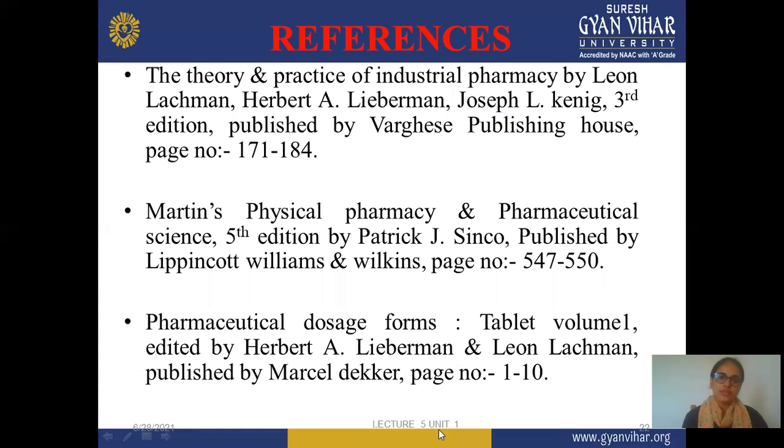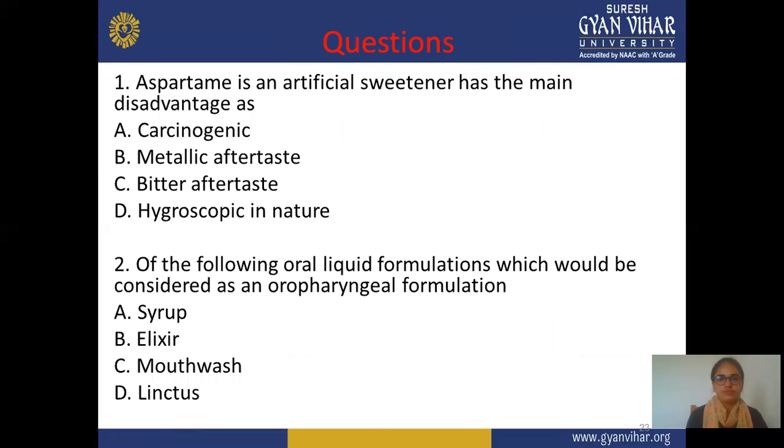The next reference is The Theory and Practice of Industrial Pharmacy by Leon Lachman, Herbert A. Lieberman, and Joseph L. Kanig, 3rd edition, published by Varghese Publishing House, pages 171 to 184. Next is Modern Physical Pharmacy, Pharmaceutical Science, 5th edition, by Patrick J. Sinko, published by Lippincott Williams and Wilkins, pages 547 to 550. Next is Pharmaceutical Dosage Forms: Tablets, Volume 1, edited by Lieberman, Lachman, and Schwartz, published by Marcel Dekker, pages 1 to 10. These are all the references for this topic.